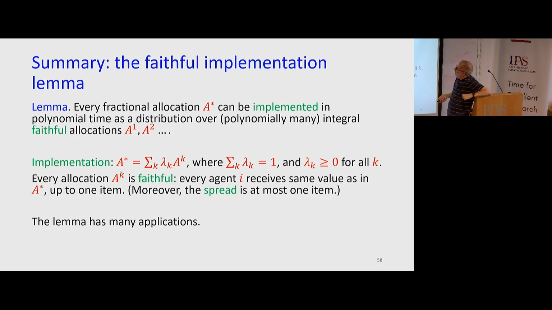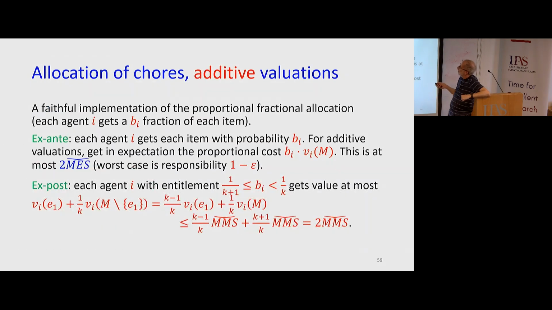So again, this was the lemma, that every fractional allocation has this faithful implementation. How do we use it? So recall that we said that we had a best of both worlds result for allocation of chores when we have additive valuations. How is this proved? It's just a one-line proof. So you start from the proportional fractional allocation in which each agent i gets a p_i fraction of each item. So in this fractional allocation, each agent gets exactly her proportional share. And now you take a faithful implementation of the proportional fractional allocation.